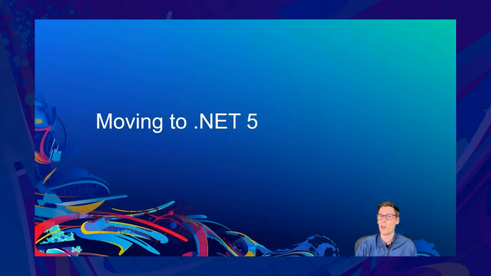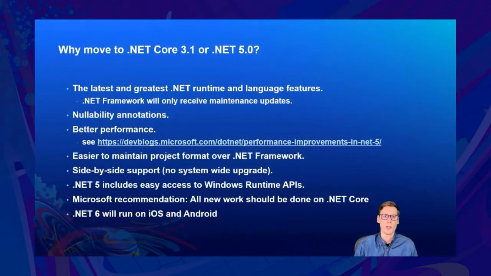So I want to talk a little bit about why you might want to move from .NET Framework or from .NET Core 3.1 to 5. There are quite a lot of reasons. If you want to get all the latest, greatest language features in C#, then this is where you go. The greatest performance improvements, greatest new APIs as well. .NET 5 and beyond is really where you want to be. .NET Framework is still supported, but it is at the point where it only receives maintenance updates, and you won't really see much new functionality. You won't be able to use some of the latest language features.